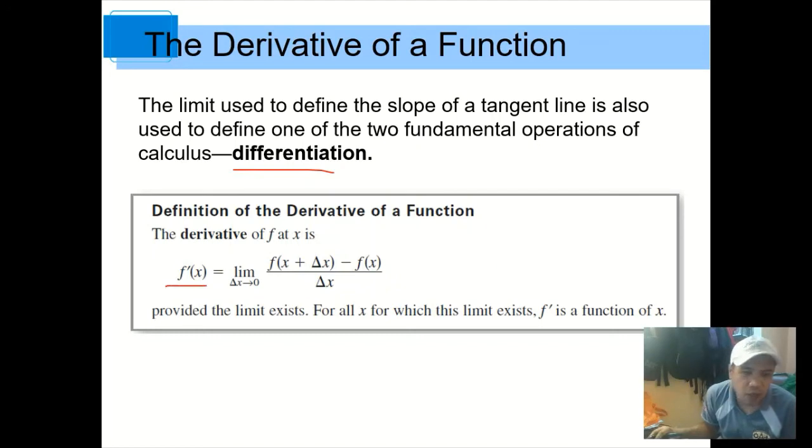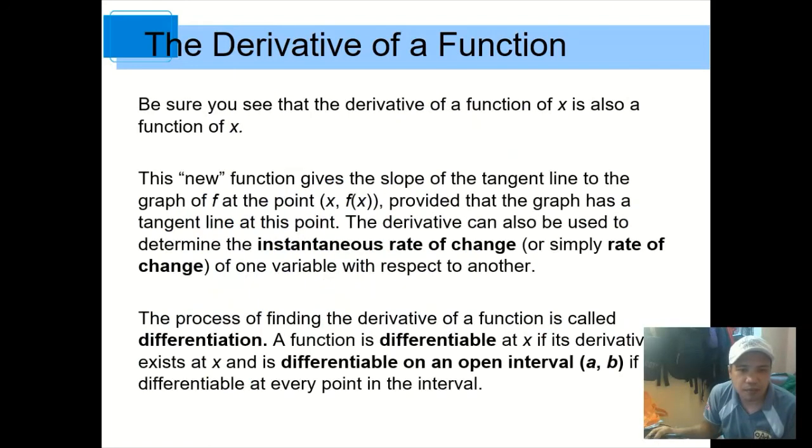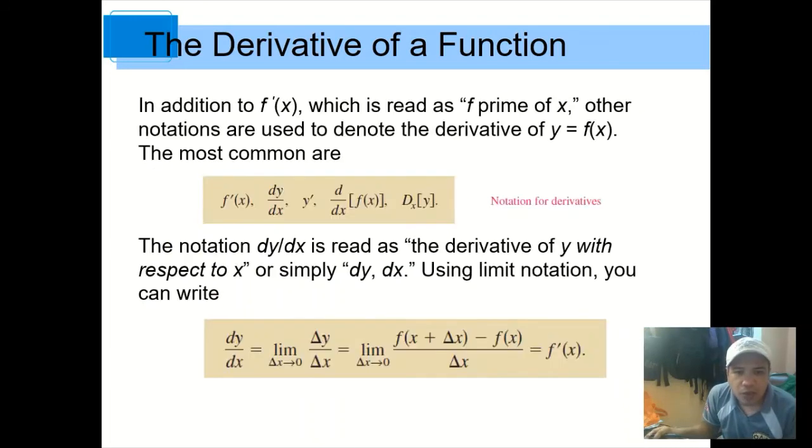So, f of x, kapag ginawa natin yung derivative, that will become f prime x is equals to the limit of the function as delta x approaches 0. Ito kung matatandaan nyo, that is the slope of the second line. Provided the limit exists for all x for which this limit exists, f prime is a function of x. Pag nakuha na si derivative ng f of x, magiging f prime x na siya. Okay, moving forward, f prime x ang basa dito.